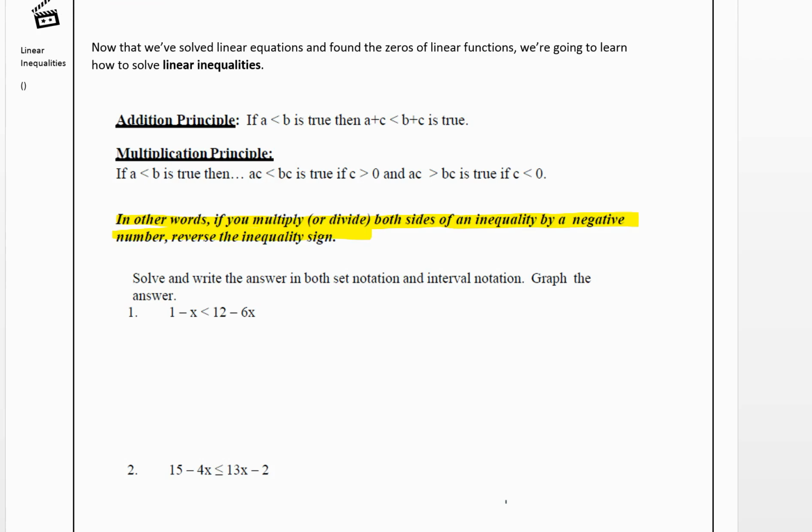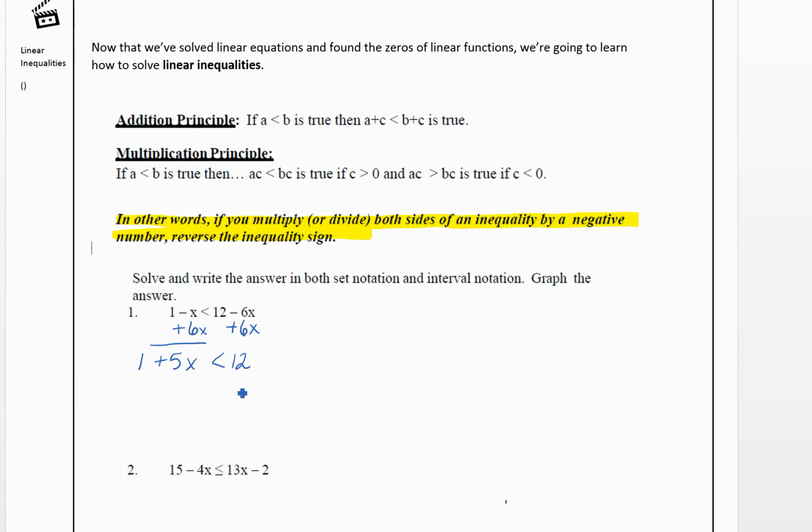Okay, so this says solve and write the answer in both set notation and interval notation. Graph the answer. So the first thing we want to do is get x on one side and everything else on the other side. So let's go ahead here and add 6x to both sides so that we move it from the right hand side over to this left hand side. So here we'd have 1, and then negative x plus 6x would be plus 5x is less than 12.